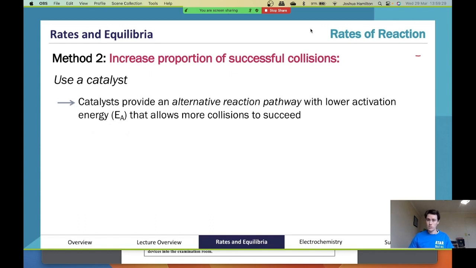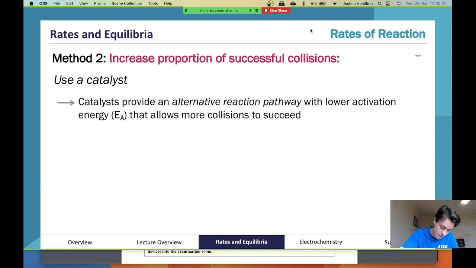Please do not word this as it lowers the activation energy. No. You need to say it provides an alternative reaction pathway with a lower activation energy. You do not want to say it lowers the activation energy. It does, but it does not. It does not lower the activation energy of the path it was on. You cannot alter that path. But if you change the path slightly, you are then able to lower it, because the new path you take has a lower activation energy.